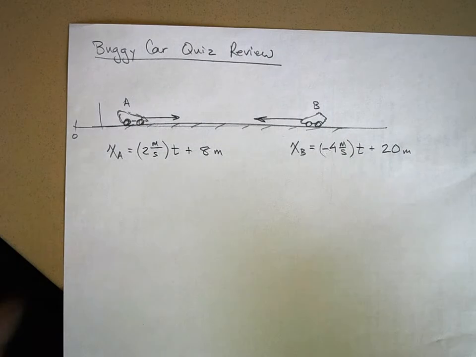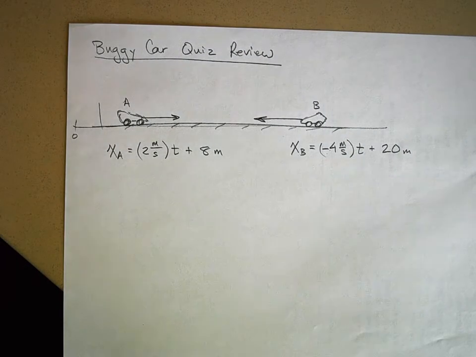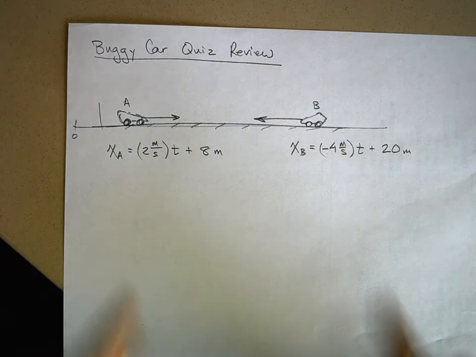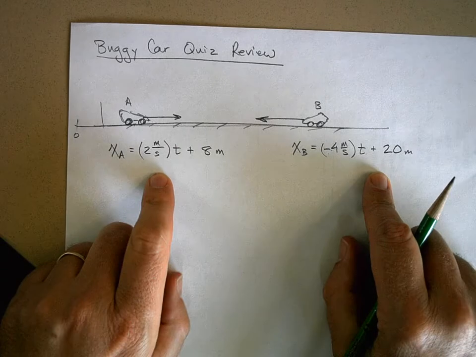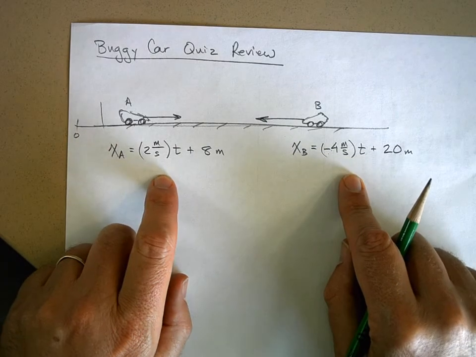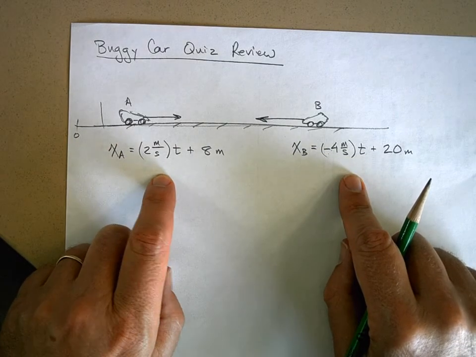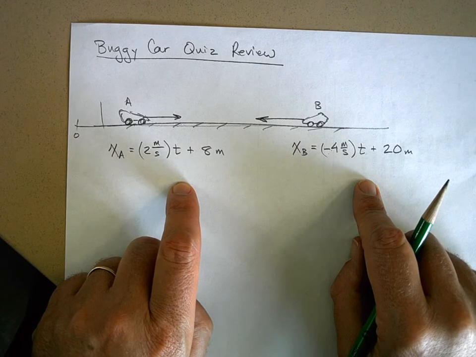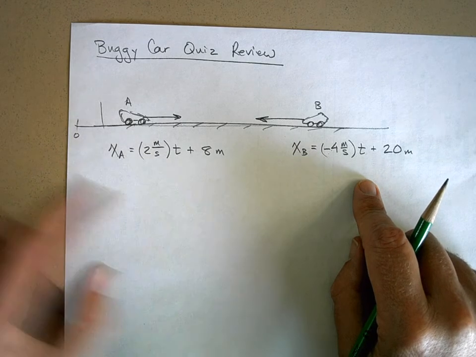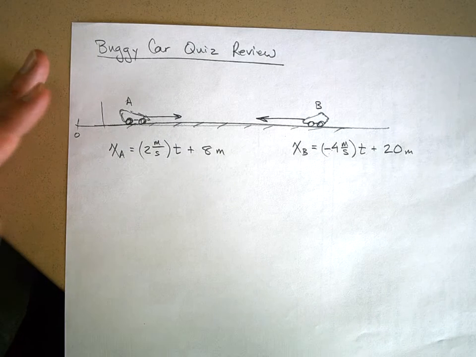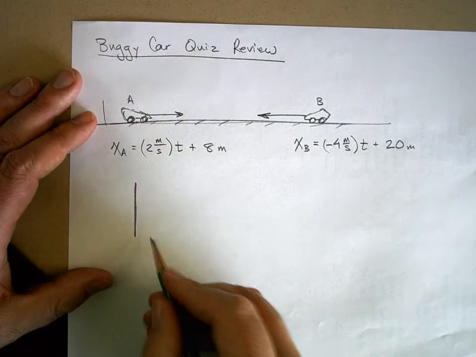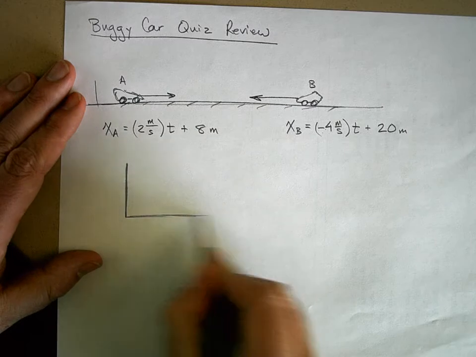Okay, now I want to be able to predict when and where these cars are going to collide. And this is the power of the mathematical models. If I have a good, accurate mathematical model that describes the position of the cars as a function of time, I can predict exactly when they're going to collide. Let's look at it graphically, though, first. Let's just draw a real quick position versus time graph.